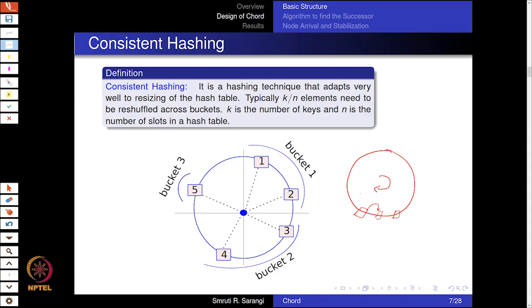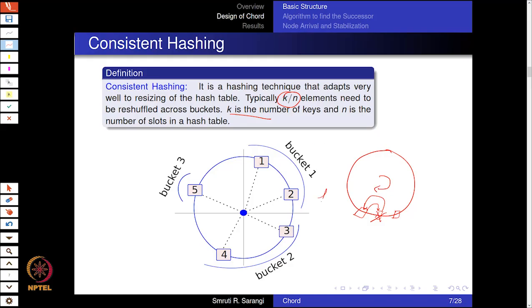So on average, the number of nodes that need to be moved, the same is for an add and for a delete as well. If later on we delete this, then some nodes have to be moved from here to here back. So the average movement is limited to k by n elements across the buckets, where k is the number of keys and n is the number of slots in a hash table. Number of slots in a hash table basically refers to the number of nodes in this case.